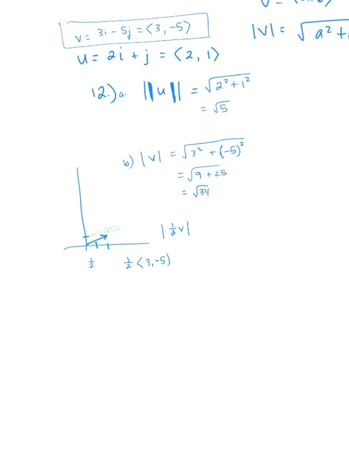This is 1/2 V. So this would be 1.5, or just 3/2, and -5/2. Okay, so then if we're doing the magnitude of that, then we take the square root of the horizontal squared, that's a 3/2, plus the vertical squared. So that would give us 9/4 plus 25/4.